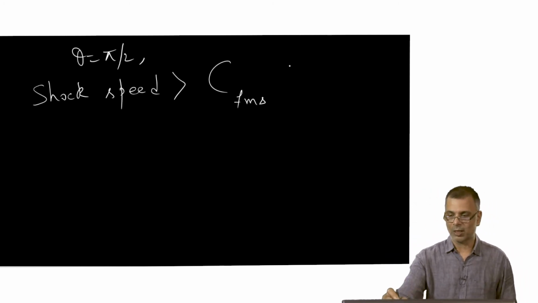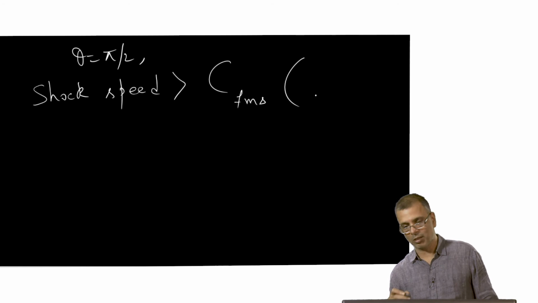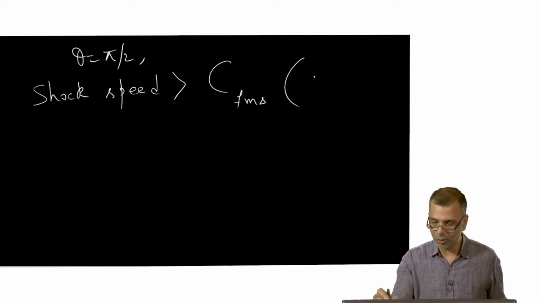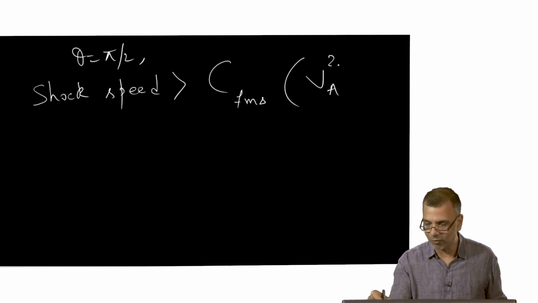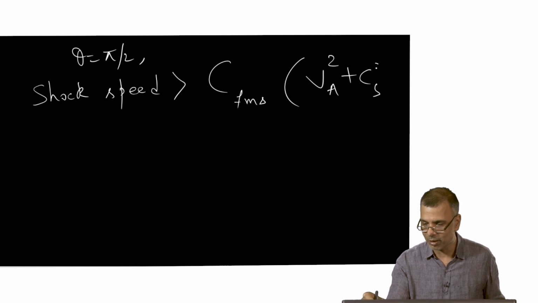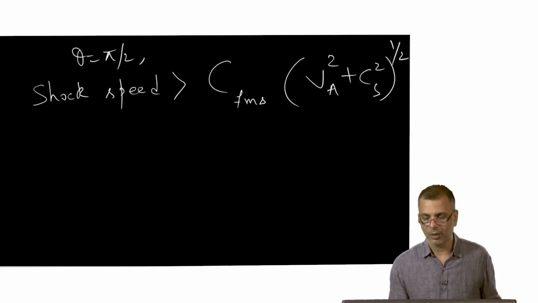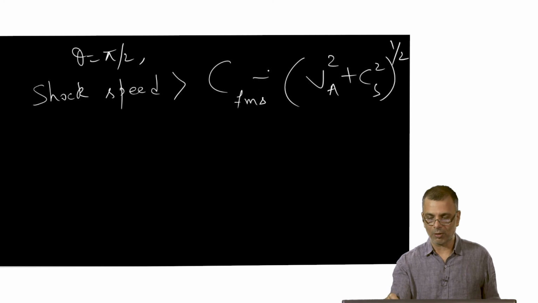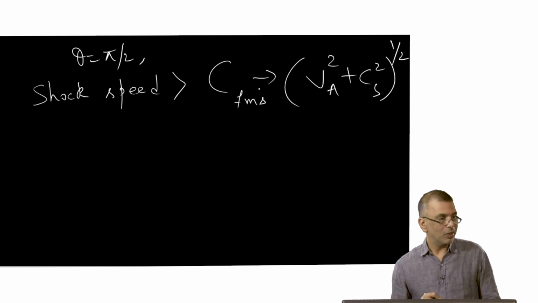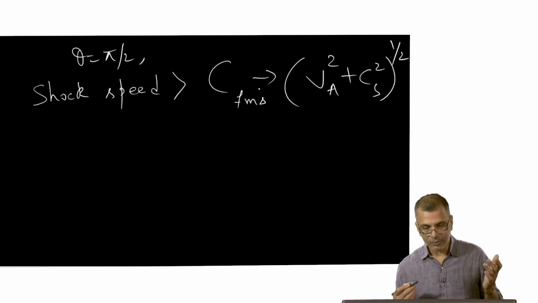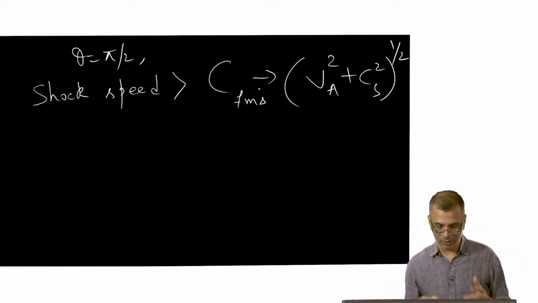Okay, the fast magnetosonic speed in particular also has a theta in it. What I really mean by that is (VA squared plus CS squared) to the power 1/2. Okay, that is what I really mean by this. So that is the one thing.